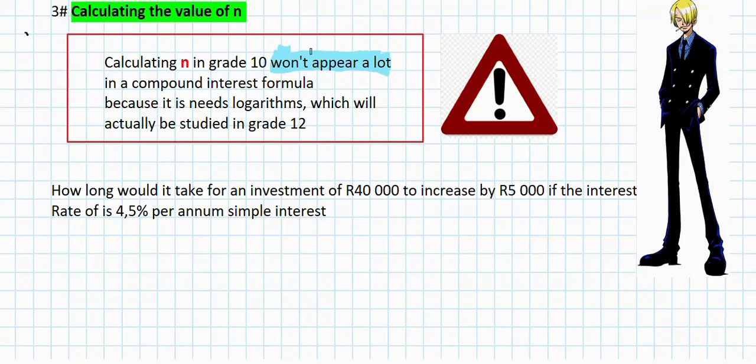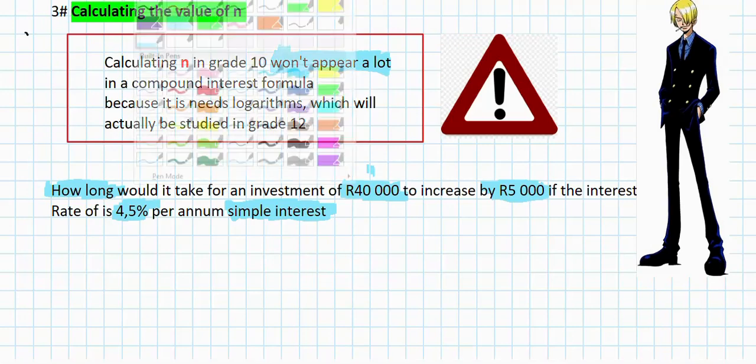So now let's dive deep into this question. It says how long, look at that right there, we already know what this is. How long would it take an investment of, which means the investment is starting here, an investment of 40,000. This is the principal amount. To increase by 5,000, this is the interest, right? This is not the accumulated amount. This is the interest that this 40,000 will gain. If the interest rate is 4.5% per annum, simple interest. Oh, look at that. You see that? So this is how you read a financial mathematics question. You highlight the key concepts so that you can solve them.